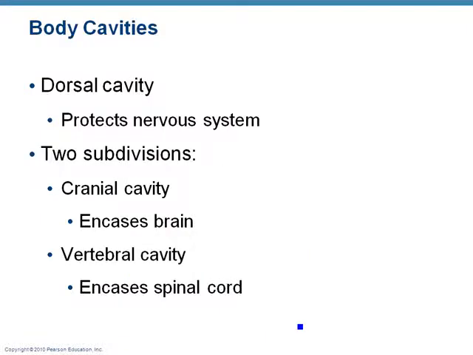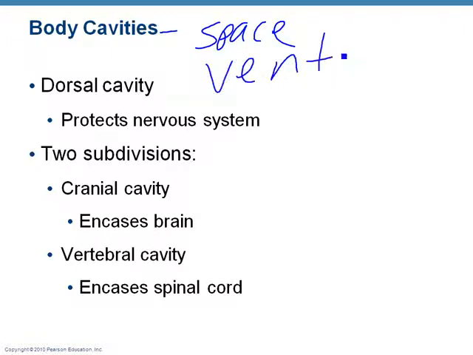Okay, when we talk about the body, we have to talk about cavities. And cavities are just spaces. We have two main cavities. We have the dorsal cavity and the ventral cavity. The dorsal cavity is on the back of the head, the back of the body, and I'll show you a picture. And it's mostly there to protect the nervous system. That's the cranial cavity and the vertebral cavity.